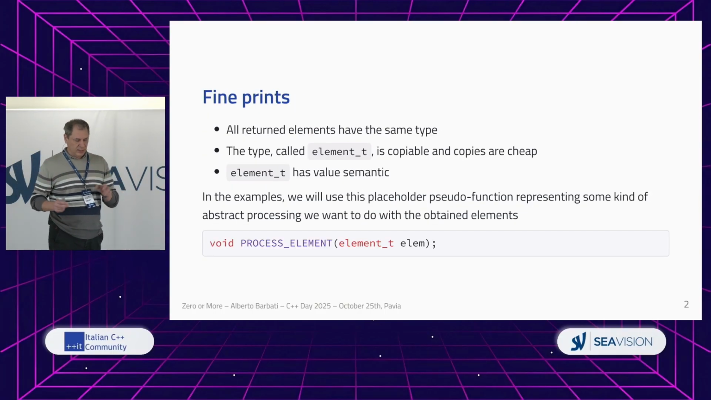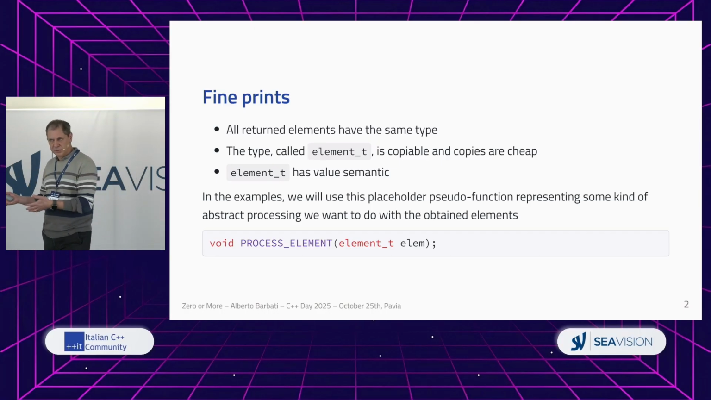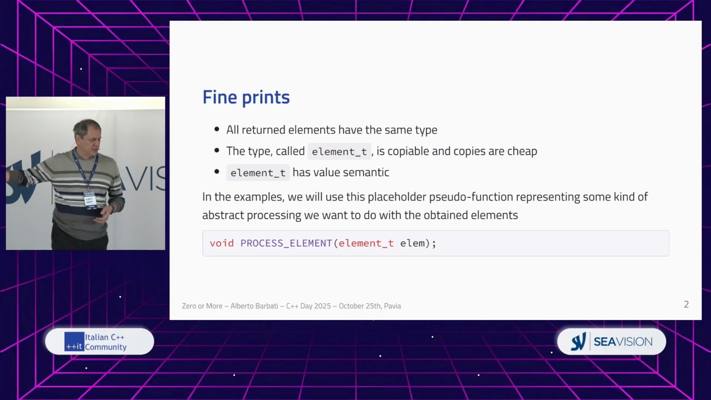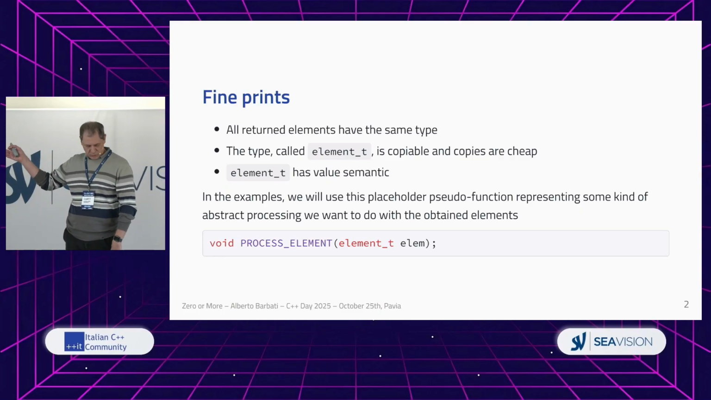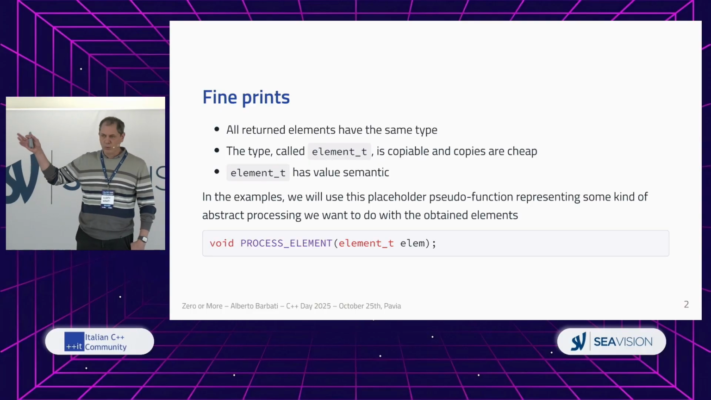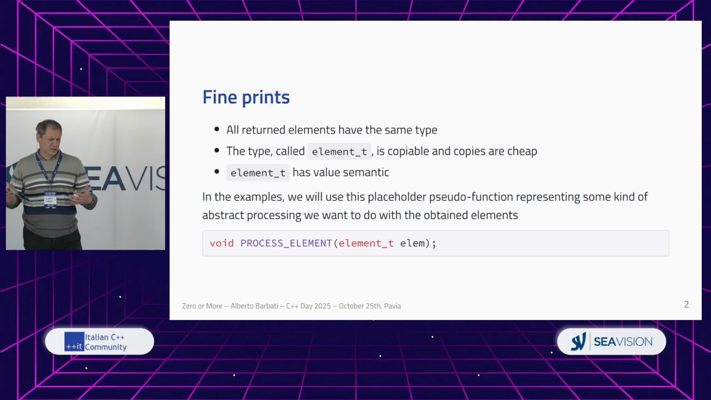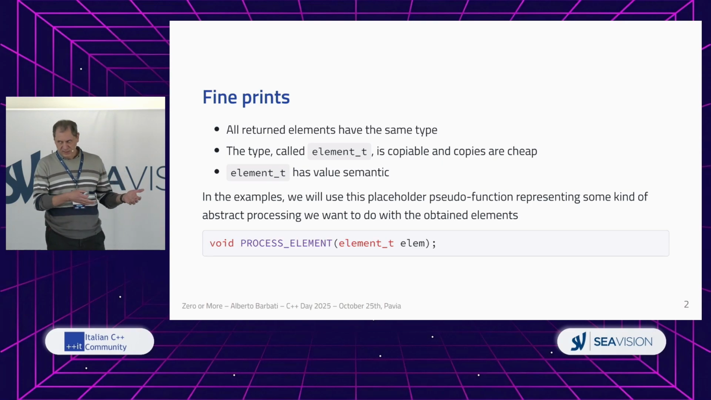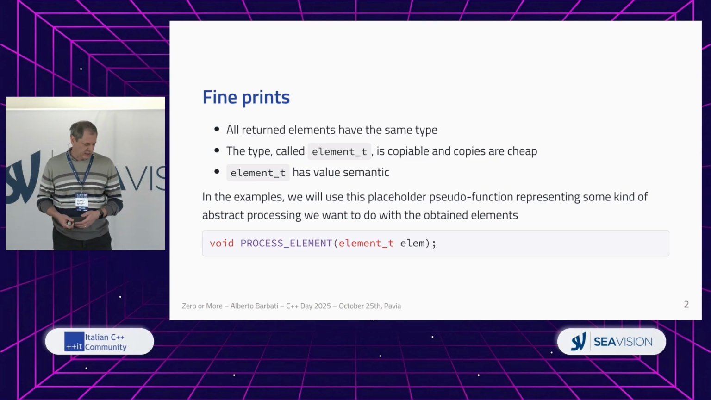Just to fix some little details, let's assume that all the returned elements have the same type, and we'll call it element T, just to have a name. We assume that the type is copyable, copies are cheap, and they have value semantic, not reference semantic. We could have done that, but would have needed another 40 slides.